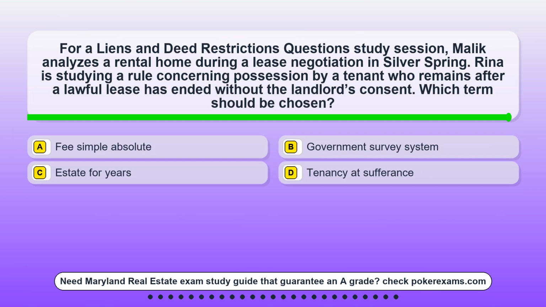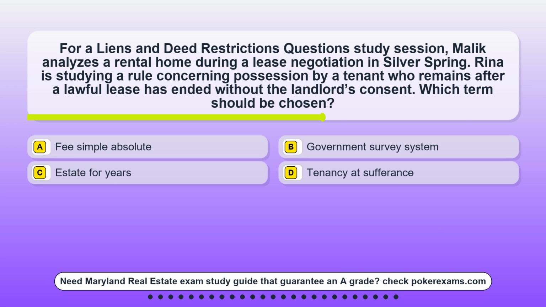Question 17. For a liens and deed restrictions question study session, Malik analyzes a rental home during a lease negotiation in Silver Spring. Rena is studying a rule concerning possession by a tenant who remains after a lawful lease has ended without the landlord's consent. Which term should be chosen? Option A, fee simple absolute. Option B, government survey system. Option C, estate for years. Option D, tenancy at sufferance.